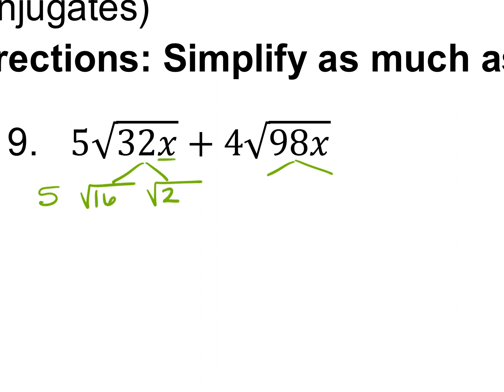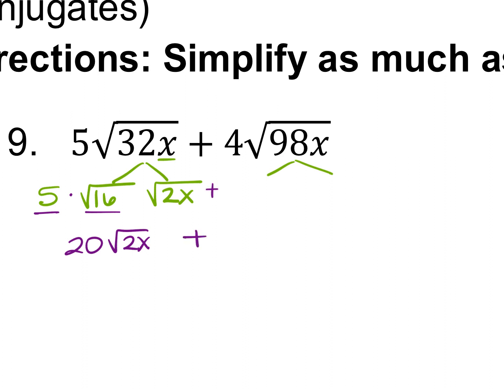And then the x is not a perfect square. So that's going to look like that. 16 being the perfect square, root 2x being not perfect. So this is 5, this is multiplication that we're doing, times the square root of 16. So 5 times 4 is 20 times the square root of 2x.